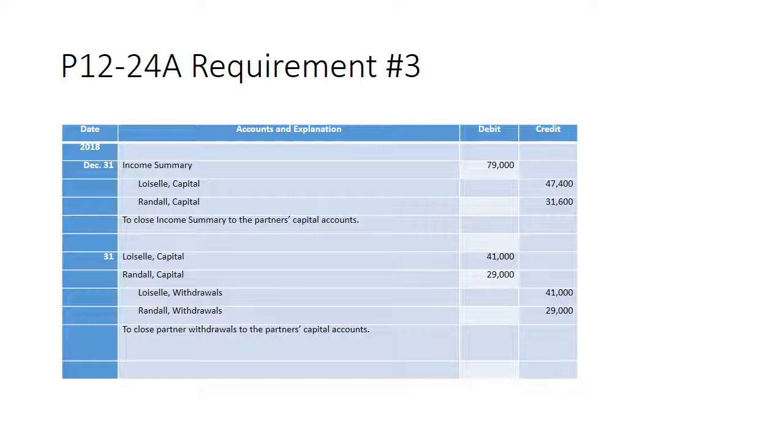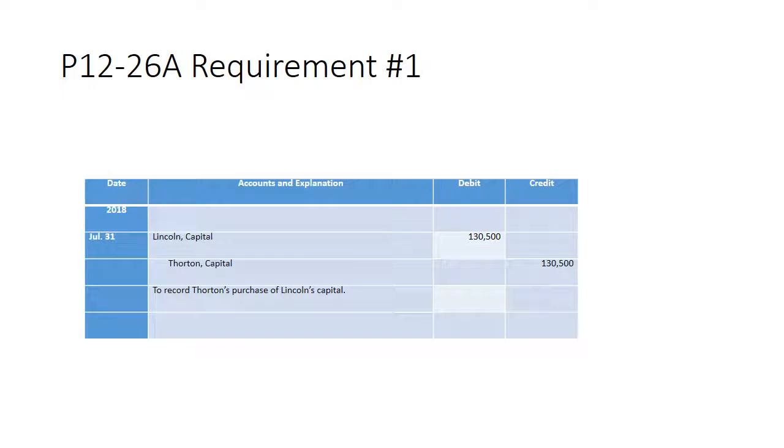In 12-26A, moving along, we're going to admit a new partner. Admitting a new partner. This is on page 675. In this partnership, George, Murphy, and Lincoln, a partnership. They're considering admitting Thornton as a new partner. On July 31st, all the capital balances of the three existing partners and how they share profit and losses are below.